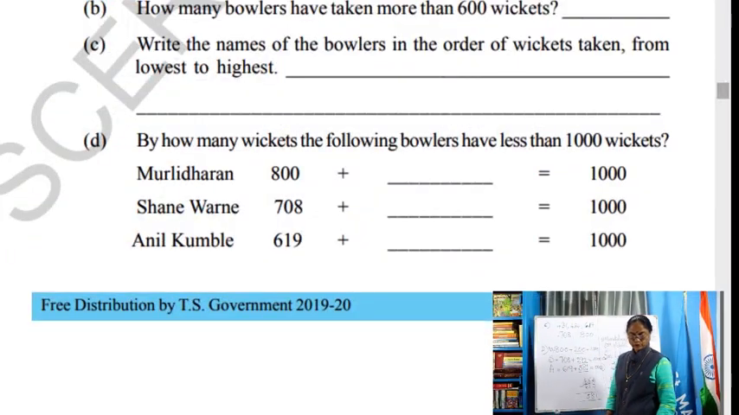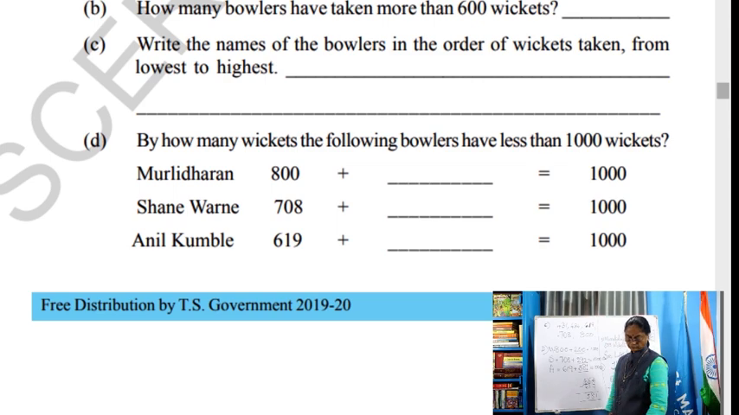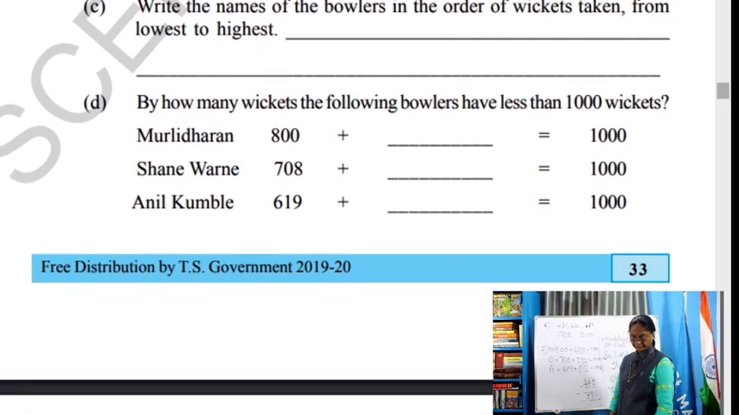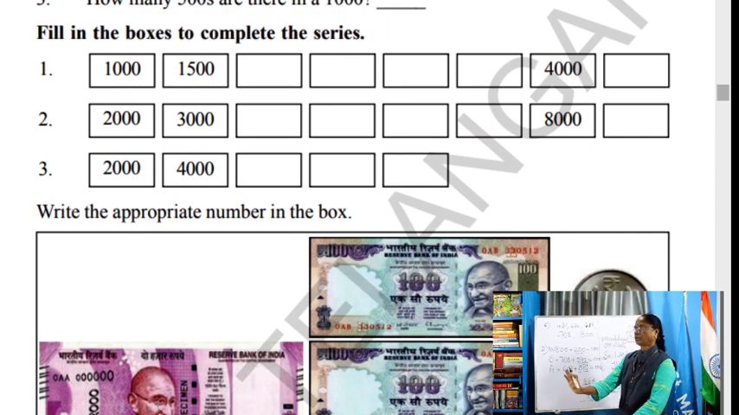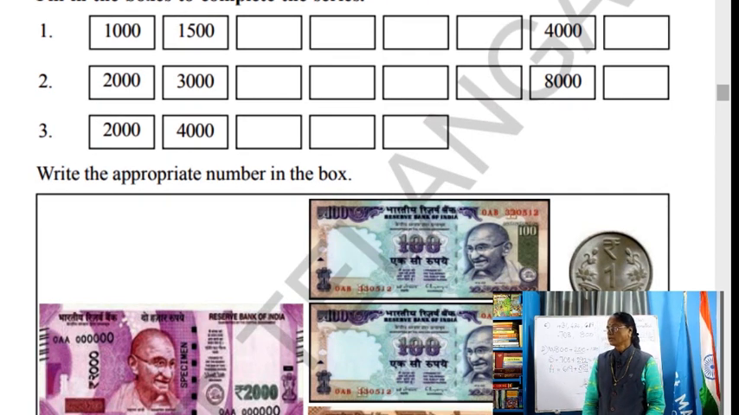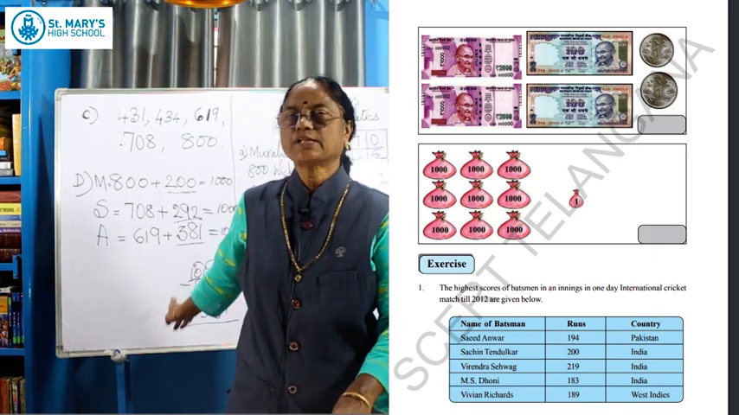Right? So, do your homework. Page number 35, which in your book will be 47. Children, we finished this question.